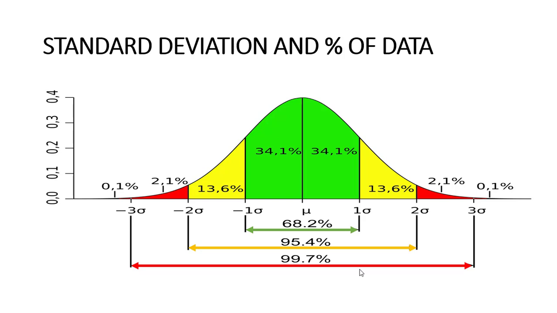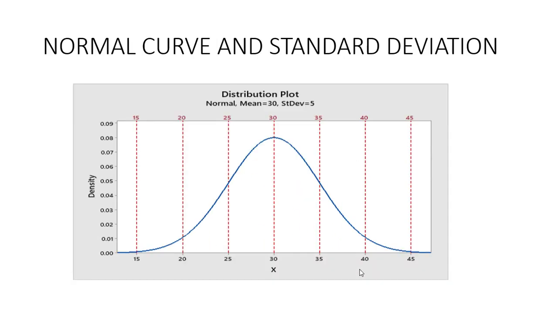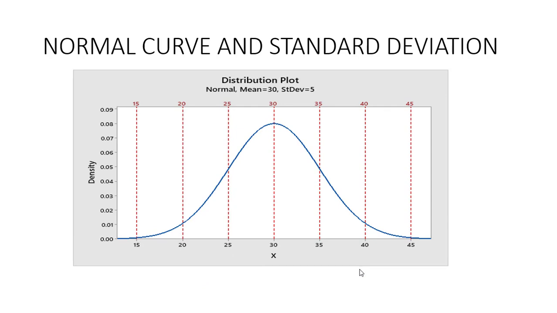Let me give you a particular example. So let's imagine here that we have data, and I have done all my descriptive statistics, and my descriptive statistics have shown that I have a mean of 30 and a standard deviation of 5 points.